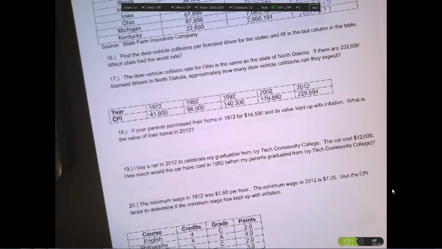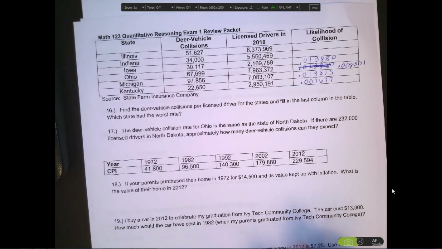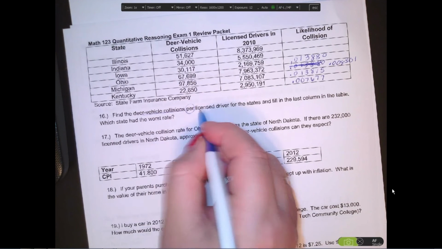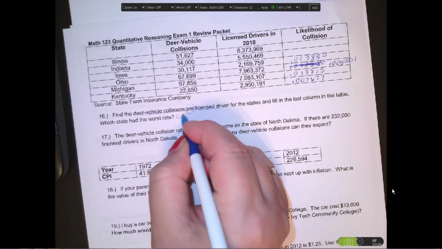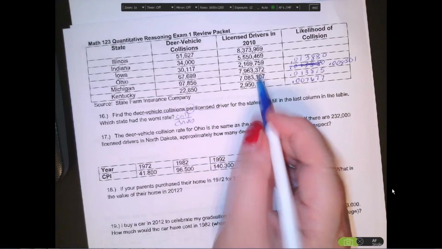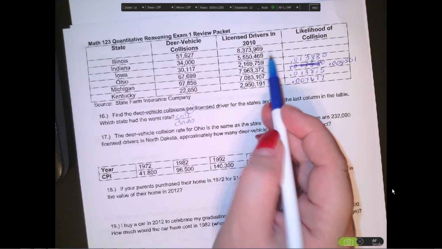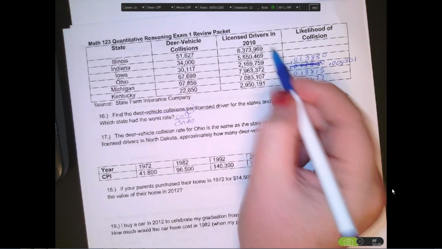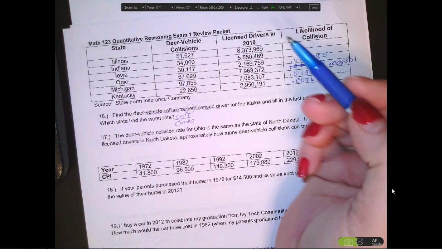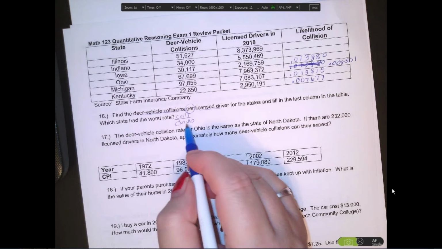Okay, 16 says find the deer vehicle collisions per licensed driver for the states. Make your template. Collisions per drivers. Now, this chart, there's no millions or anything, so it makes it easy. Be prepared on the test for one of these to be in millions where you got to put a times 10 to the 6th or the zeros on, adjust the number. But this one is just straightforward.